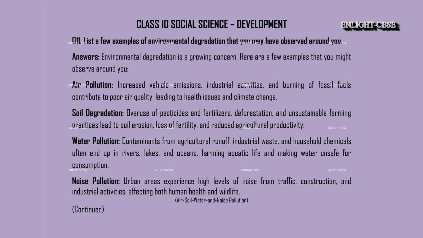Answers. Environmental degradation is a growing concern. Here are a few examples that you might observe around you. 1. Air pollution. Increased vehicle emissions, industrial activities, and burning of fossil fuels contribute to poor air quality, leading to health issues and climate change. 2. Soil degradation. Overuse of pesticides and fertilizers, deforestation, and unsustainable farming practices lead to soil erosion, loss of fertility, and reduced agricultural productivity.